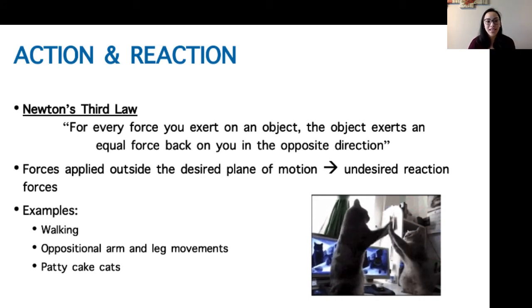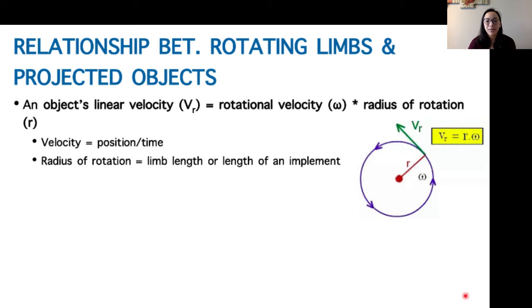Okay, anyways. Our next principle is looking at the relationship between rotating limbs and projected objects. So this is the relationship we're looking at here. Particularly, an object's linear velocity is the product of the rotational velocity and the radius of rotation.